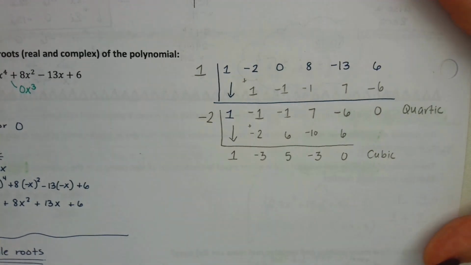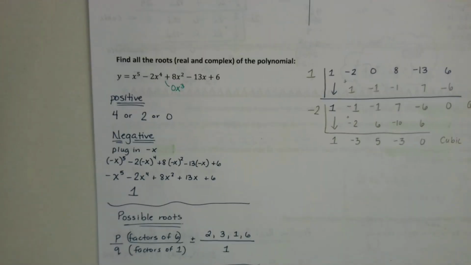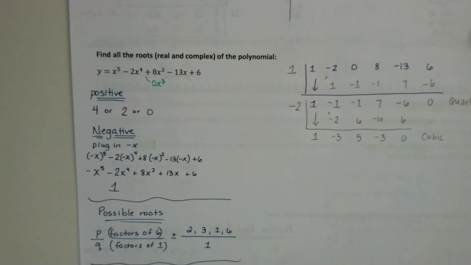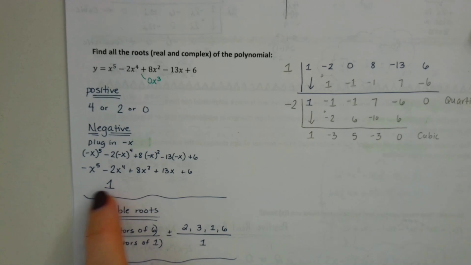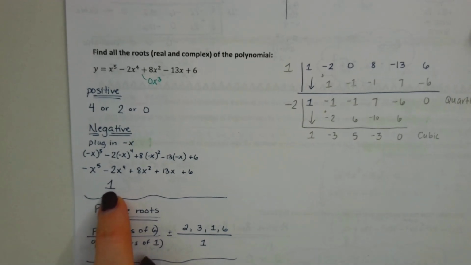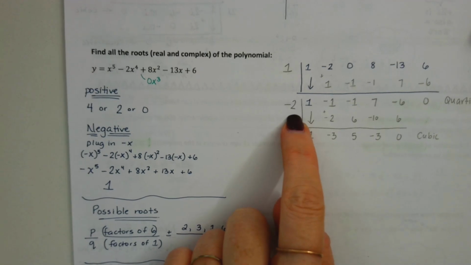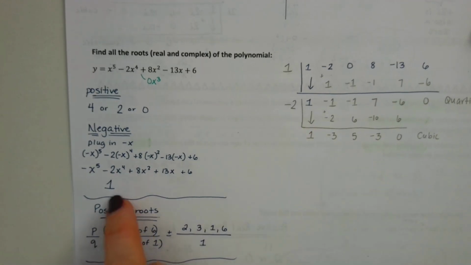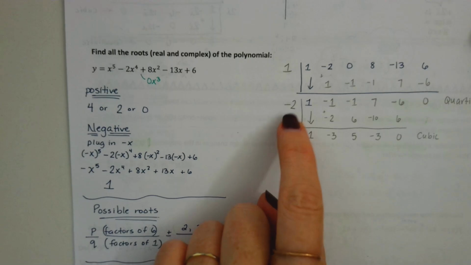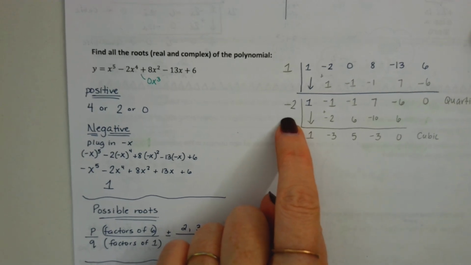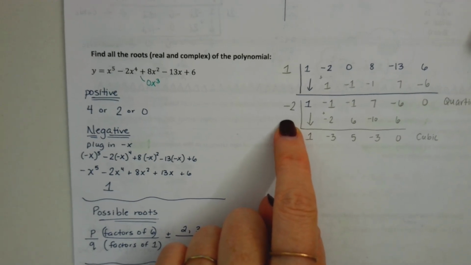Cubic. Okay. Now let's look back at our Descartes rule of signs over here real quick. We know, according to this Descartes rule of signs, that we should have one negative number that does work. Did we get one? Yeah, -2 worked. So we had one negative root. We found it. It works. Go us. But how many positives should we have?